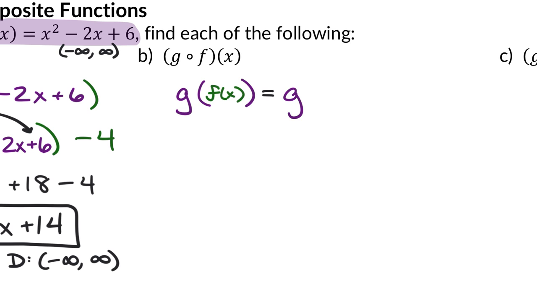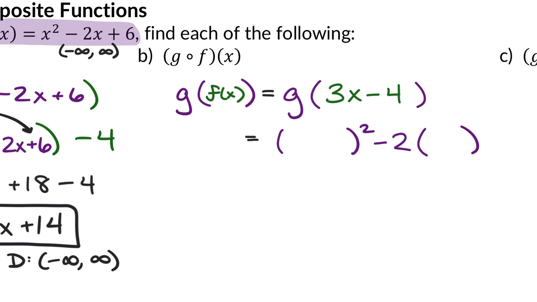Inside the g function, I'm going to plug in the entire f function, 3x minus 4. So g of 3x minus 4 tells me to plug in 3x minus 4 anywhere there was an x in the g function. So it'll look like this. We have equals something squared minus 2 times something plus 6. The something is the f function.